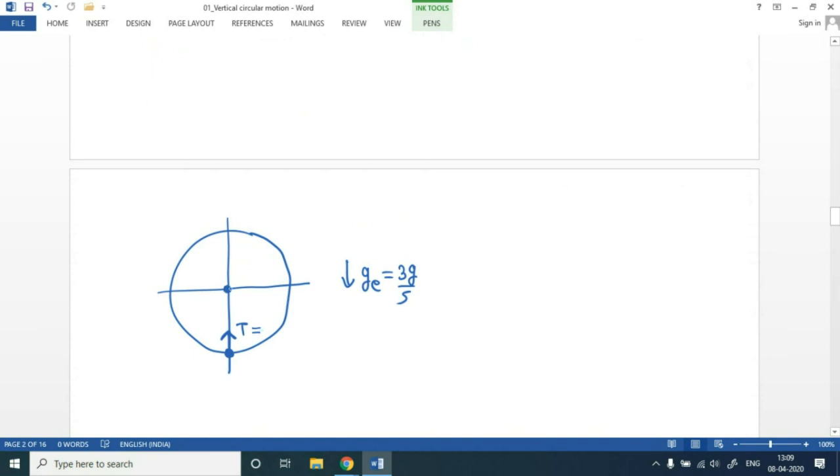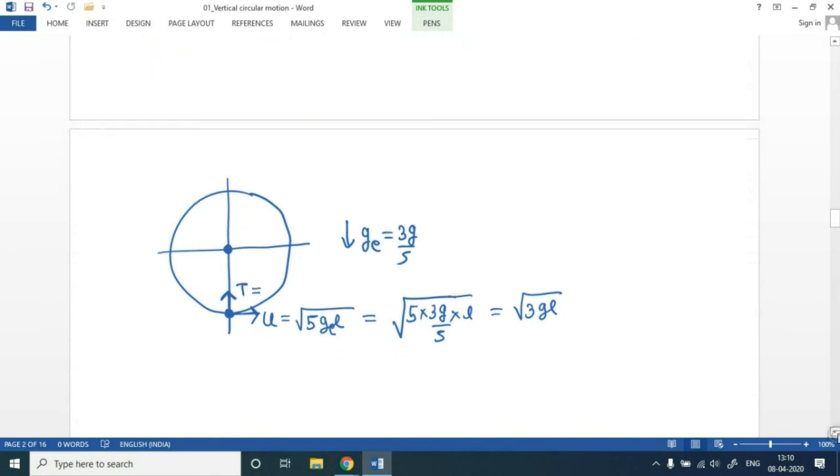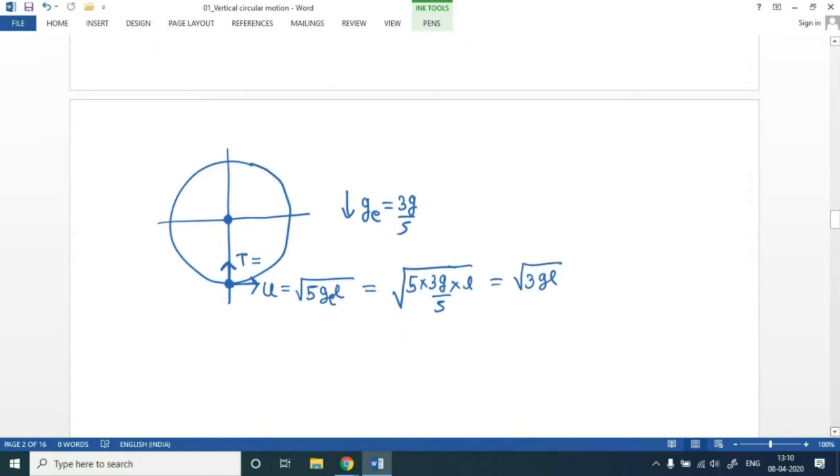And then we can draw the free body diagram of this particle as well, and then we can find out the minimum value of mu. So how are we going to find out this T? We have to find out what should be the value of u over here such that it completes the circle. Previously we knew that this u could be root under 5gL, that is the minimum value of u to complete the circle. But in this scenario, since this is the motion on the inclined plane, we must replace this g with g effective. So that will give us 5 into 3g by 5 into L, that would be simply root 3gL. So this will be the minimum velocity that must be projected to complete the circle.